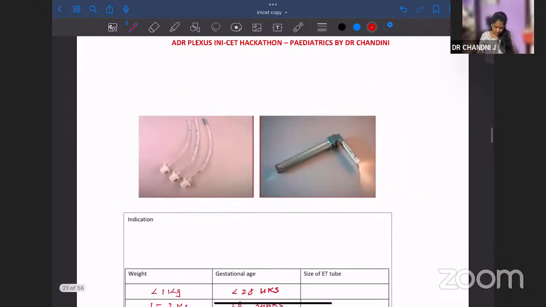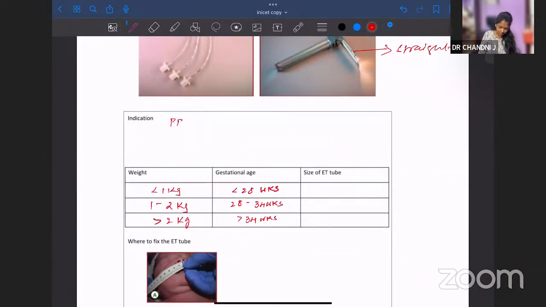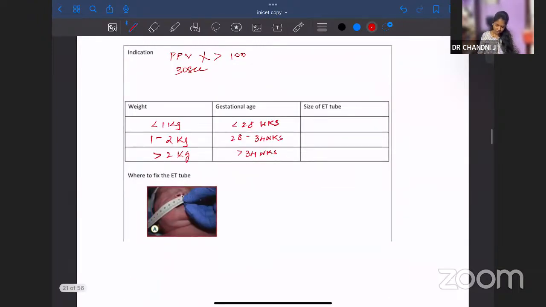Okay. So what is this? This is the laryngoscope used in newborns. You can see here, this is a straight blade. It is not curved like the adult one. It's a straight blade. And these are endotracheal tubes. So what is the indication? Even with PPV, the heart rate has not increased to 100, not increased to 100 even after giving PPV for 30 seconds. You will intubate. What sizes of ET tube do you use?